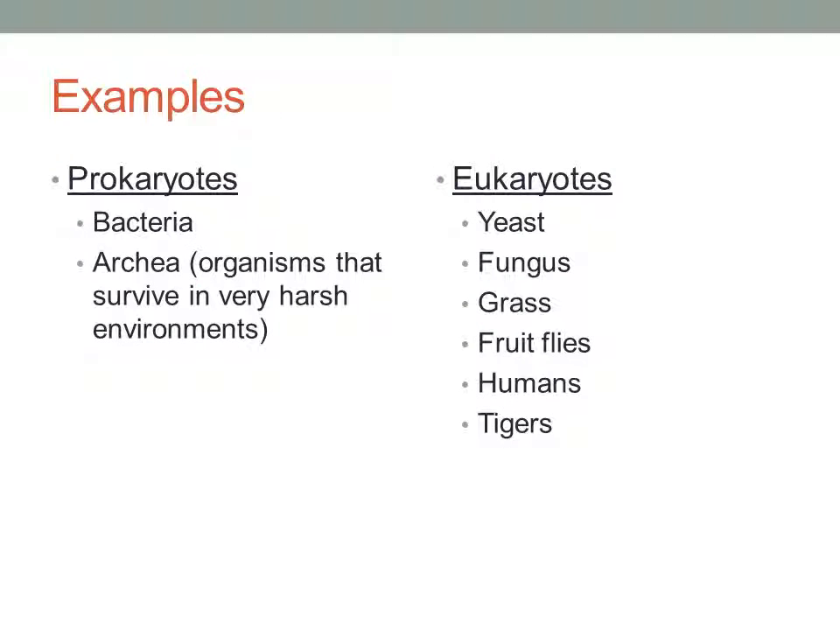Some examples of prokaryotic cells would be bacteria and archaea, which are organisms that survive in very harsh environments. So that could be little organisms that live in high pressure environments or high or low temperatures. Eukaryotic cell examples would be things like yeast, fungus, grass, cells in fruit flies, humans, and tigers. So pretty much everything that is not bacteria or archaea.